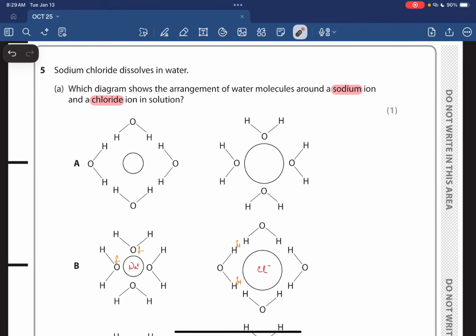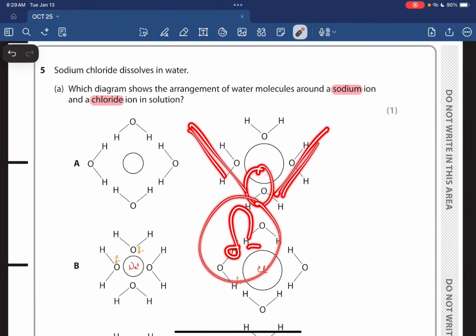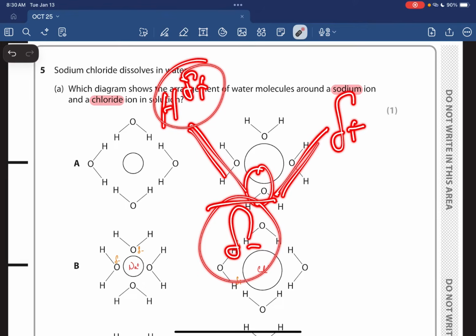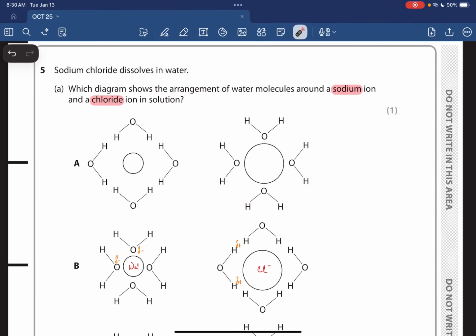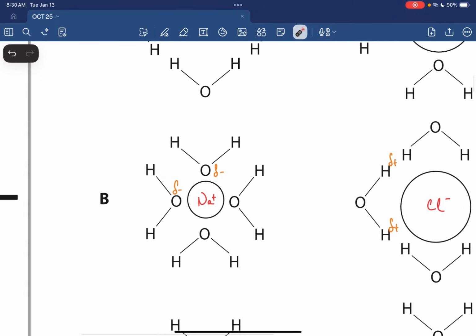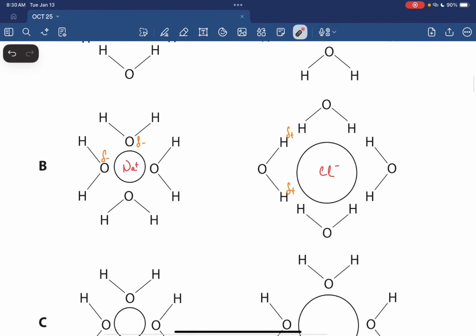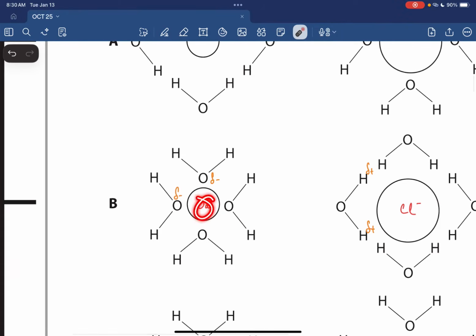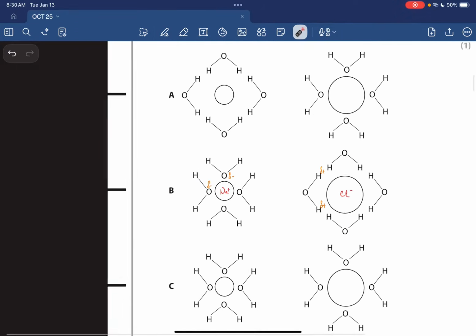Now water, on the other hand, is a polar molecule, right? So oxygen would have a delta minus charge, the negative dipole, and the hydrogen would have a positive dipole, okay? Because oxygen is more electronegative than hydrogen and pulls the bonding pair of electrons towards itself. Okay, so if this is the scenario, then B should be the answer because this is the sodium ion and these are the negative dipoles of oxygen that surround the positive ion, and on the other hand this is the chloride ion and these are the positive dipoles of the hydrogen that surround the chloride ion, okay, because negative is obviously going to attract positive. So the answer should be B.